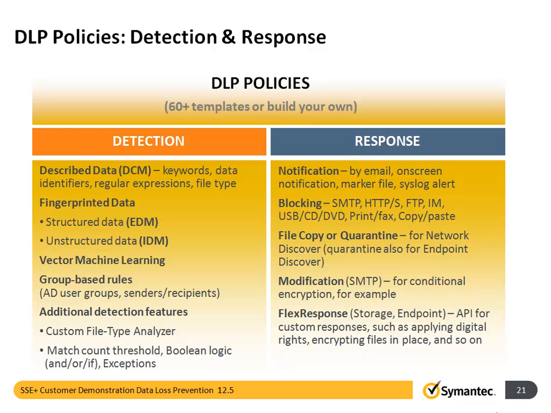In addition to notification, we have blocking. You also saw some of that. Specifically, you saw the SMTP message being blocked. We can also block HTTP, HTTPS, FTP, IM, and all of those vectors that I discussed already from the endpoint perspective, including copy to USB, print fax, copy paste, and so on. In a little bit here, we're going to see the options for copying the file or quarantining the file. Those are both available for Network Discover, and Quarantine itself is available for Endpoint Discover.